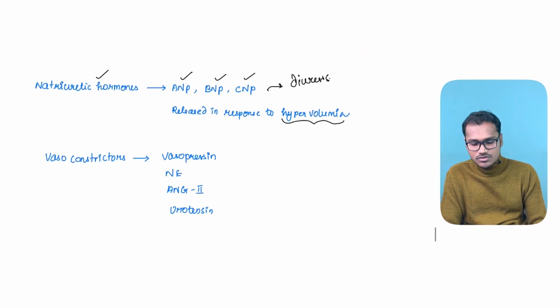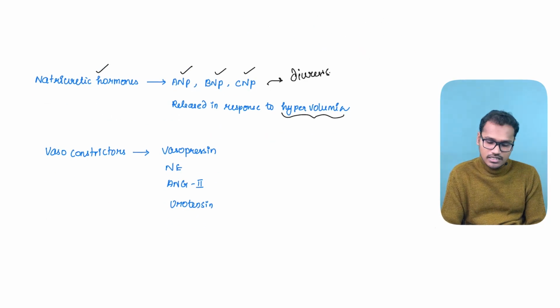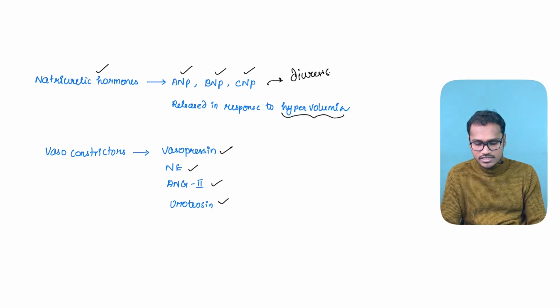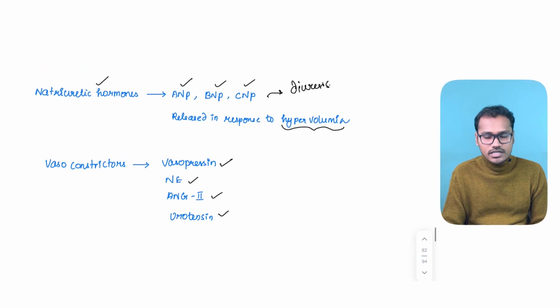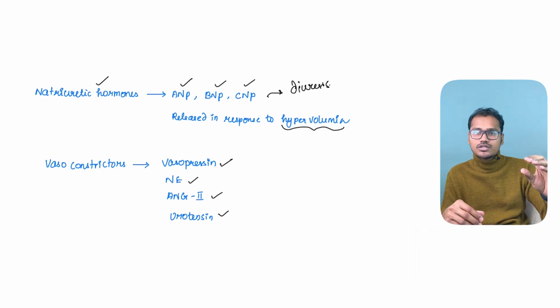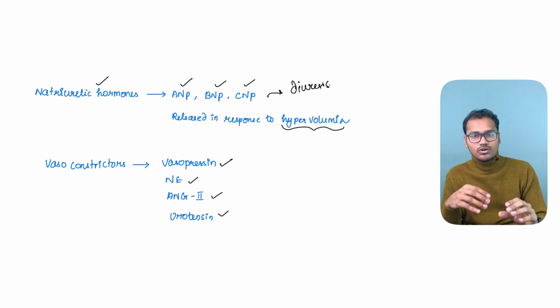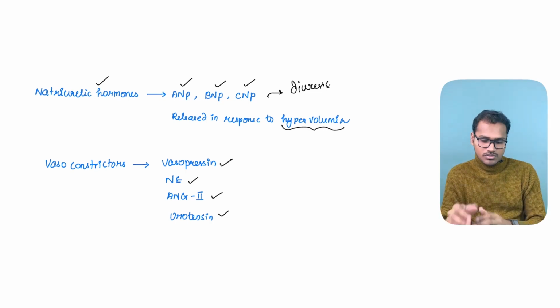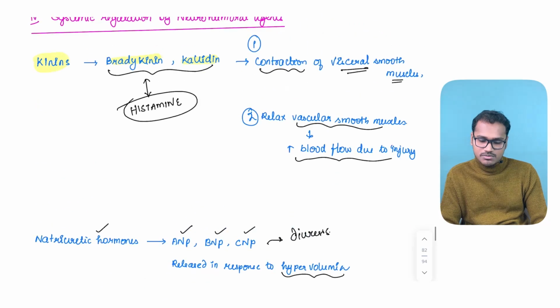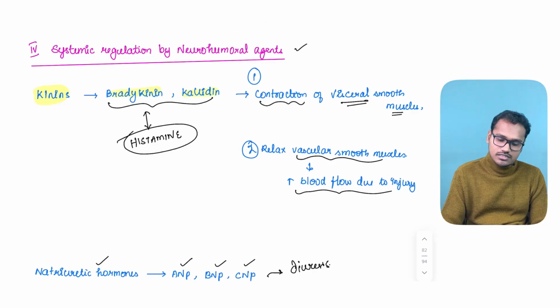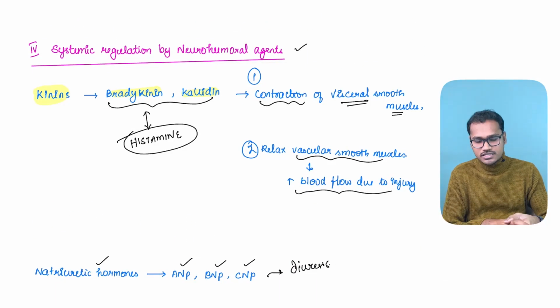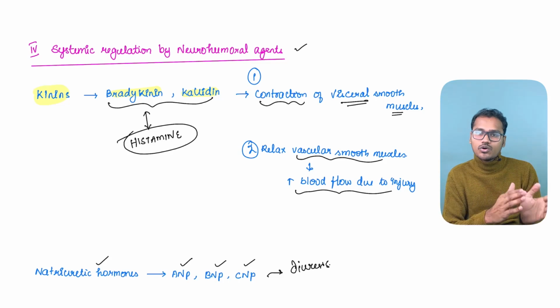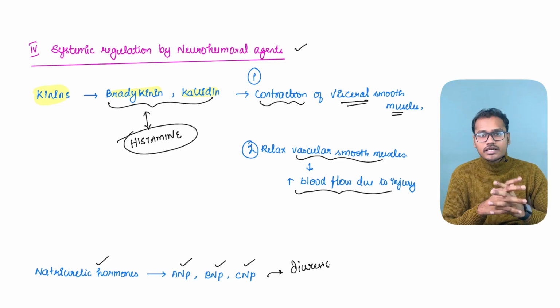And there are some vasoconstrictors which are circulating in the blood, especially vasopressin, norepinephrine, angiotensin 2 and urotensin. So these are the local control mechanisms. There is neural control directly through the parasympathetic and sympathetic system, and we have the local control, that is the myogenic response and the metabolic response, and we have the endothelial substances production, and finally the systemic regulation by neurohumoral agents. So this is just an overview of local and systemic regulation of the cardiovascular system.